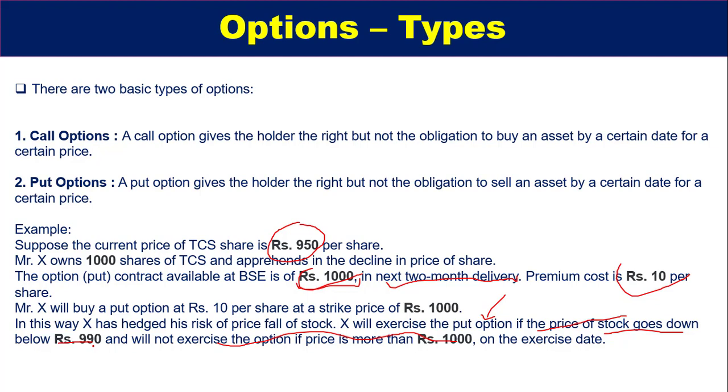So what happens if, in future, the TCS share price increases to more than rupees 1000, and again it goes down from 1000 to below 990? Then Mr. X will exercise the put option, because it may happen that it will further degrade. And he will not exercise the option if the price is more than rupees 1000 on the exercise date. So Mr. X has the option to exercise the option or not.